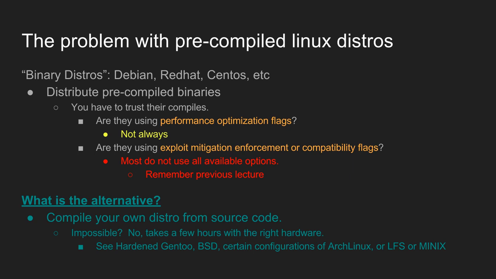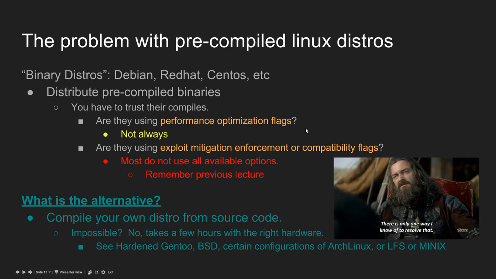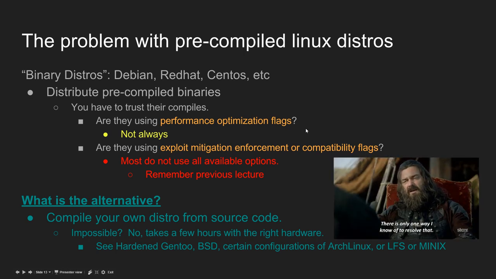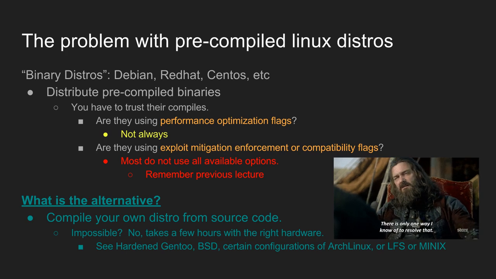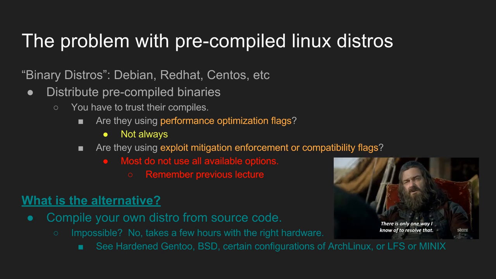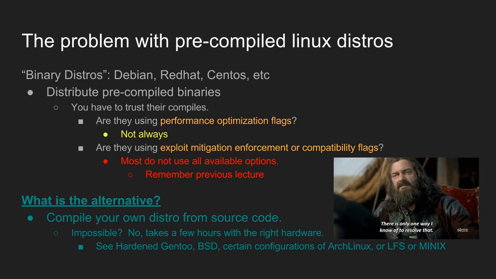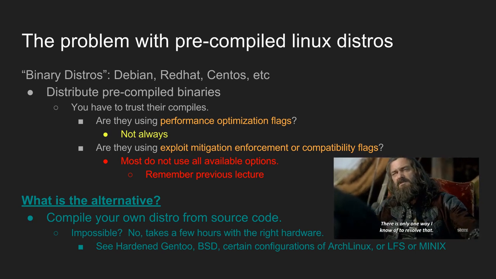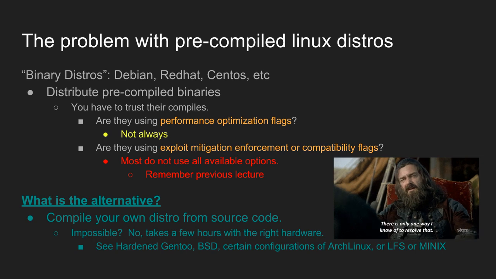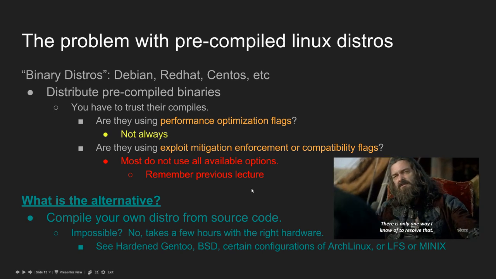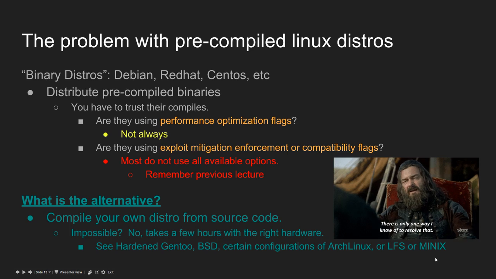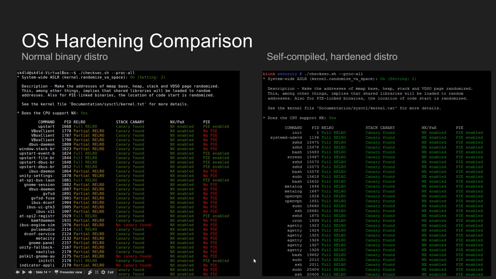And so the real alternative here is to compile your own distribution from the source code. It is not impossible. We teach people to do it. It just takes a few hours with the right hardware. You can see hardened Gentoo, BSD, certain configurations of Arch Linux, LFS, and Minix is also very worth mentioning here. There are definitely distributions that do this, and the difference is quite clear.